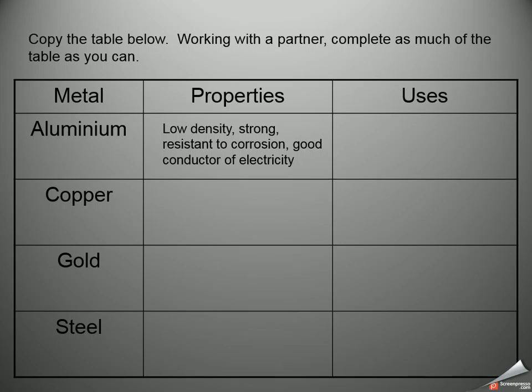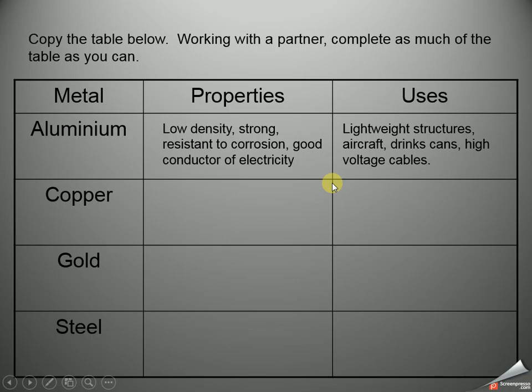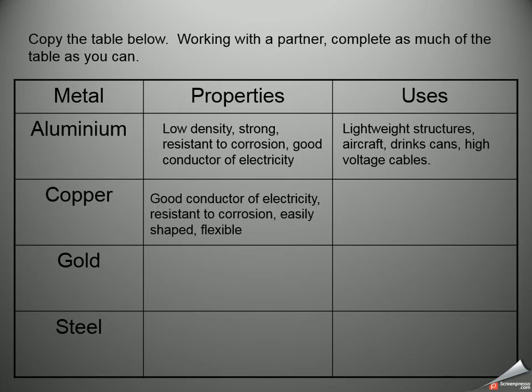Okay, now, we're not going to complete this, but these are all the different elements. So aluminium, those are all the properties. Property means what kind of things it is like. For example, aluminium is low density, it's strong, and it's resistant to corrosion, which means it doesn't corrode, we're going to talk about that in a second. And it's a good conductor of electricity. You've got copper, a good conductor of electricity, which is why you always see it in wires. Resistant to corrosion, which means that it doesn't react with water and oxygen and make something else. And it's easily shaped and flexible, hence use in wires. So the main use is electrical wiring and water pipes.